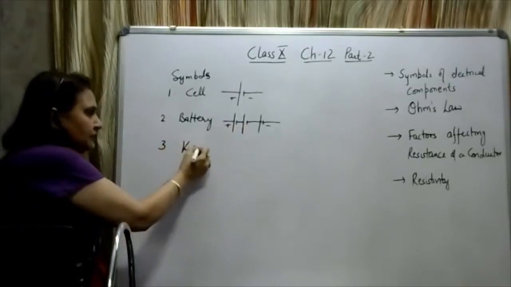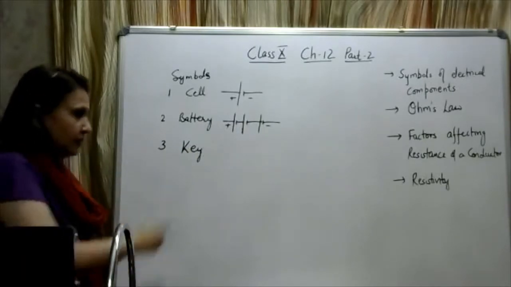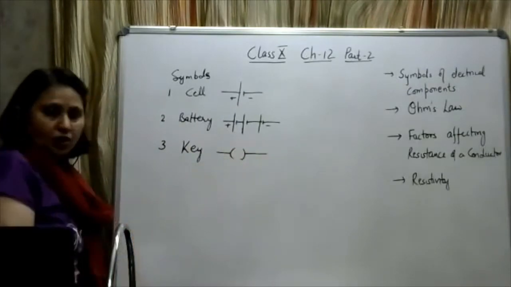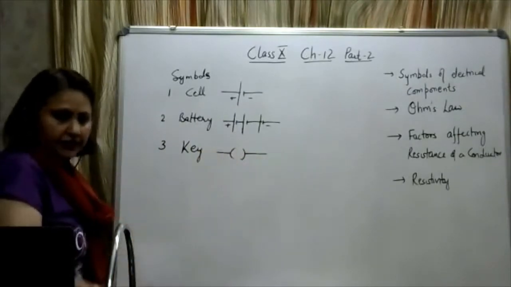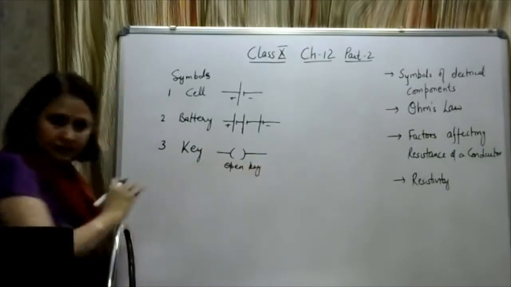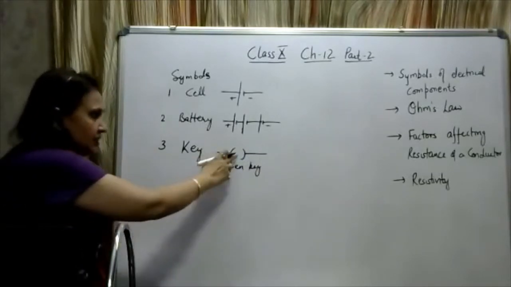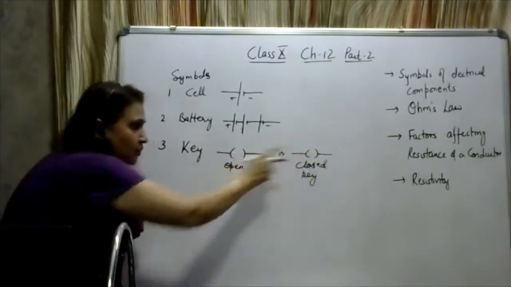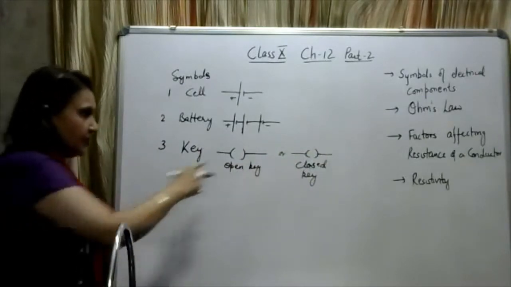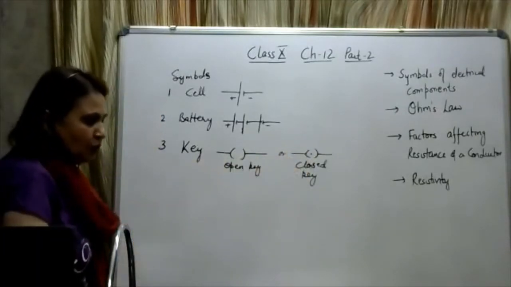Next is the key. It is the conducting link between the cell and any of the other electrical components. If there is no dot, it means this is an open key, that is, the circuit is broken, the current is not flowing, the key is not inserted. Whereas for the closed key, we put a dot. It means the circuit is closed and the current will flow continuously. So this is the symbol for the closed key, whereas this one is the symbol for the open key.